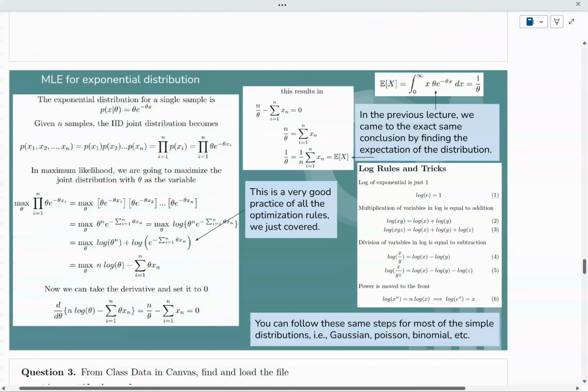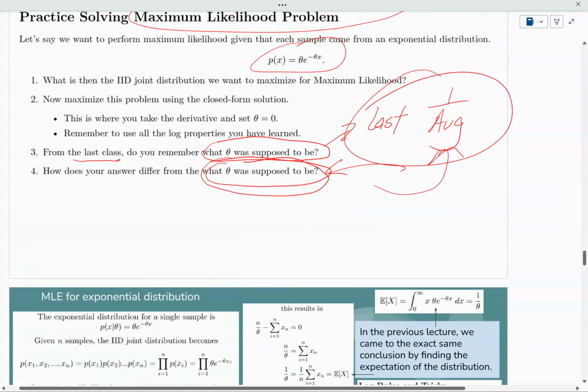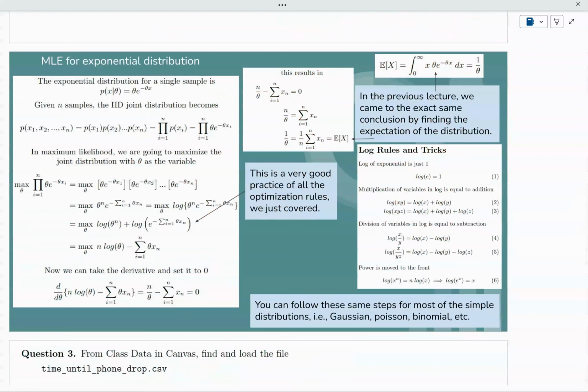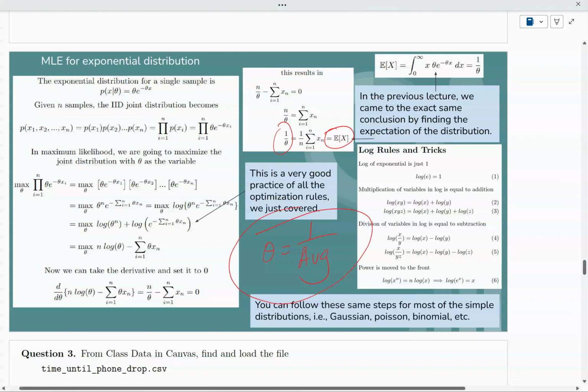So over here is the solution. It turns out that if you were to go through all the derivation, which is what I expect you to do during the previous practice question, you would be able to identify that 1 over theta is the average. Therefore, theta is 1 over the average. From here, you understand why for exponential distribution, the theta is simply 1 over the expectation.